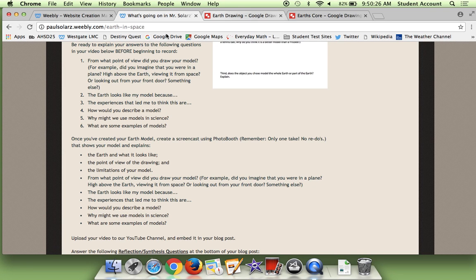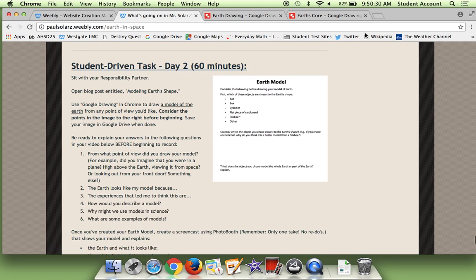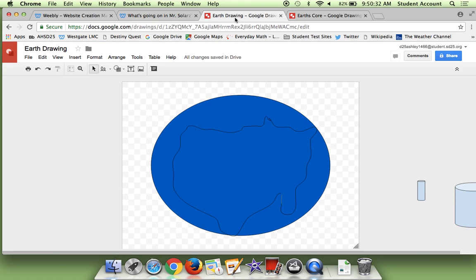Hi guys, so we have to do an Earth model, and we have to answer a few questions. We were drawing on Google Drawing, and this is supposed to be the Earth, guys. I actually was one of the people who hand drew it, and so get pictures from the lab. So I tried to draw the Earth. This is kind of just something I hope.